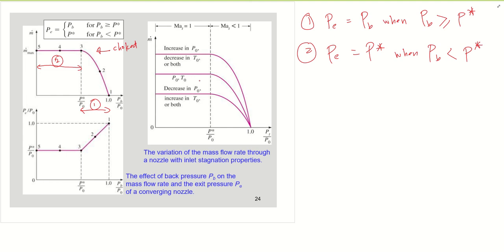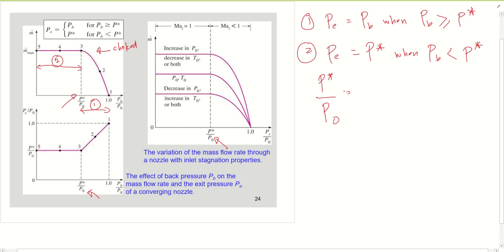Now, this is very important because we need to identify the ratio of P critical over stagnation pressure. Based on table A13 for this book, which is the Cengel table. Where is the table?